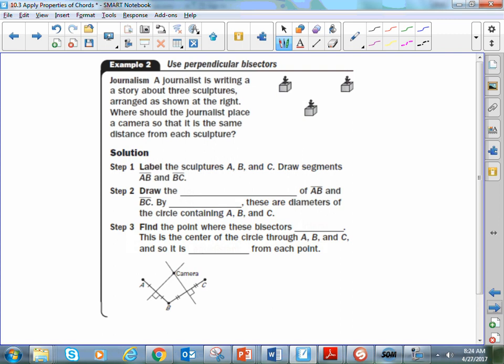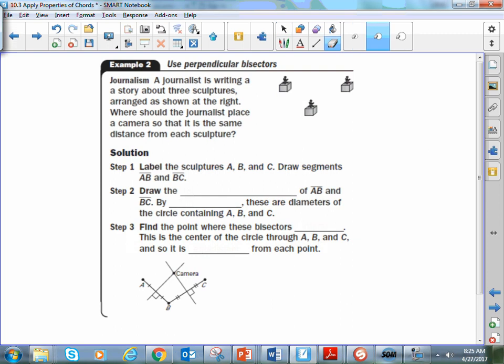So we have a journalist that's writing a story about these three sculptures. Maybe they're famous, I don't know. They're writing a story about it. Well, they want to be able to place a camera that's going to be the same distance away from all three of these shapes.